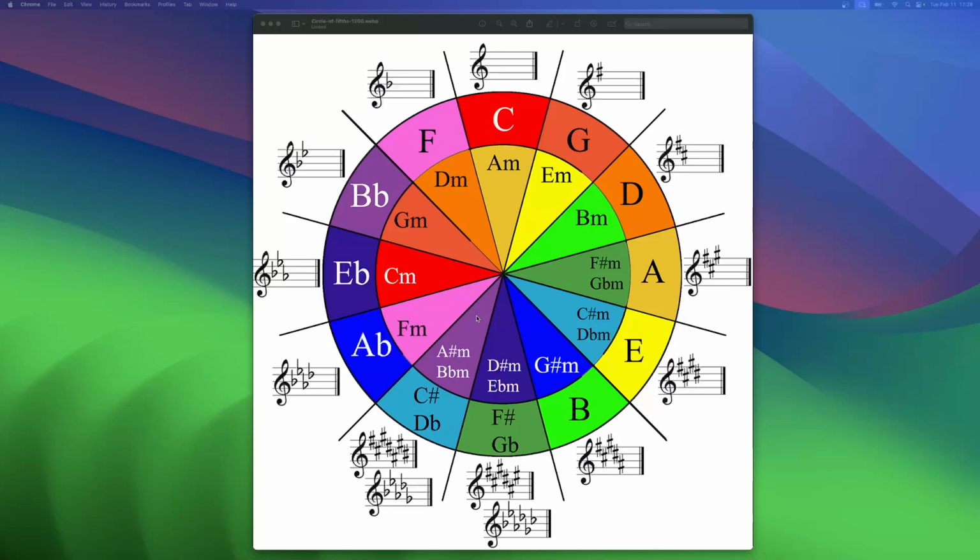There are ways that you can borrow chords from these other key signatures, but I'm not going to get into it just because it gets very complicated and it's a lot.